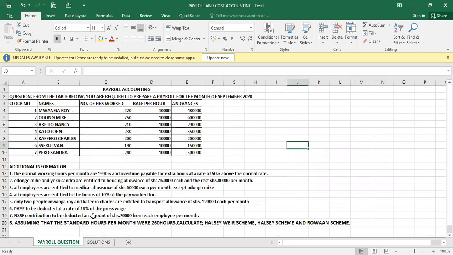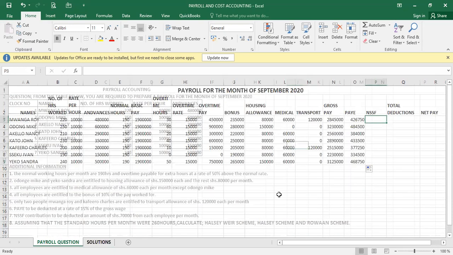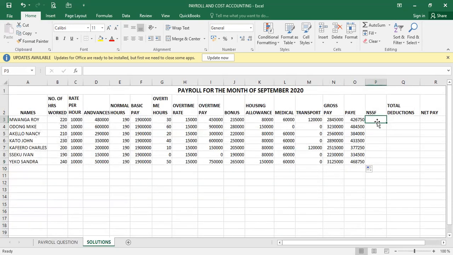We compute for the NSSF. They told us that the NSSF contribution to be deducted is an amount of 70,000 shillings for every employee. So here we are charging 70,000 to every person, and you can double click there so that you can get that.